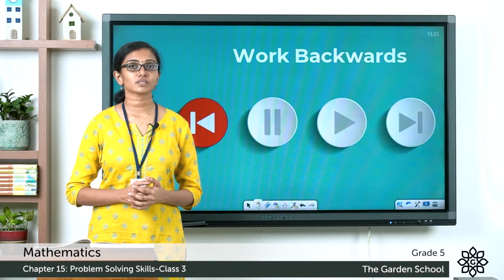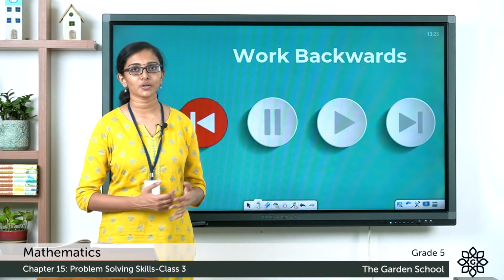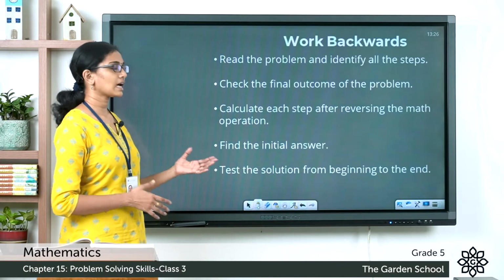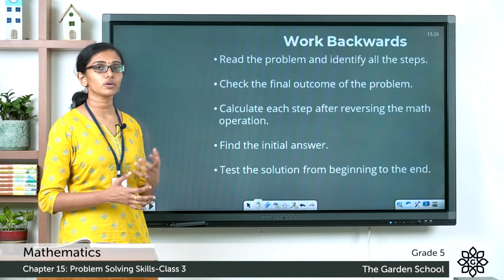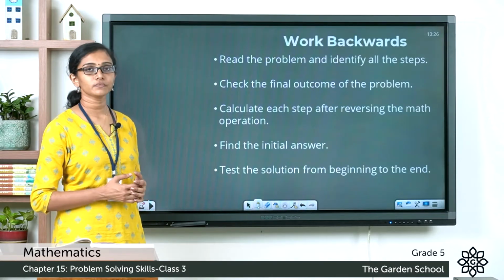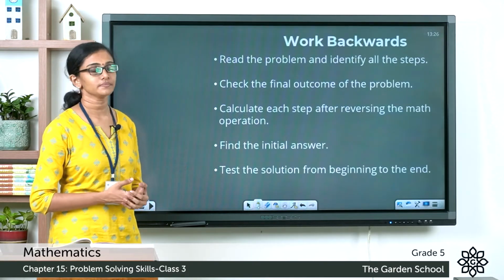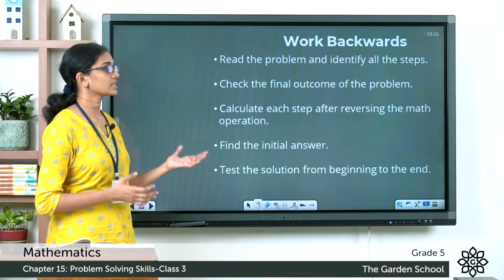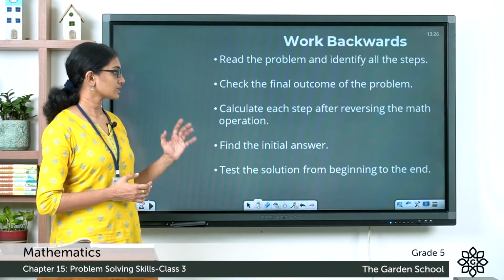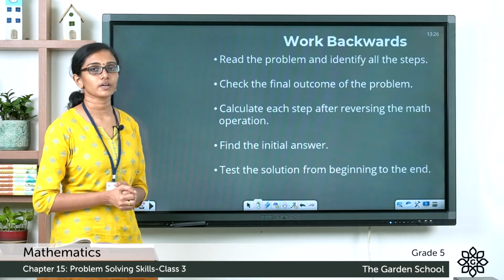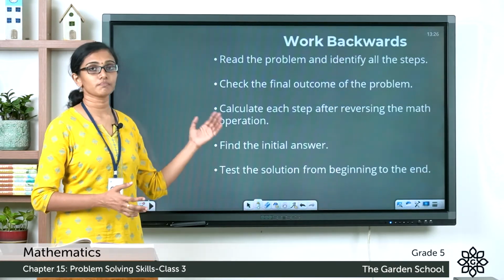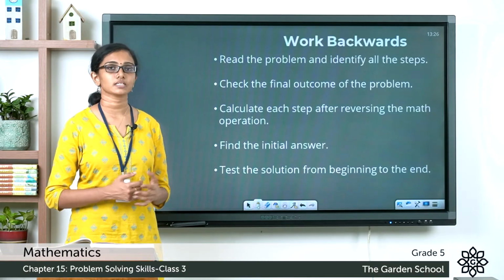The key steps which we can use to work out this strategy are: first, you read the problem and then identify all the steps, whatever is given as input to you. Then you have to check the final outcome which will be mentioned along with the problem. Then you have to calculate each step after reversing the math operation. Then you have to find the initial answer. Then what is the final step? You have to test the solution from beginning to the end to verify your answer.